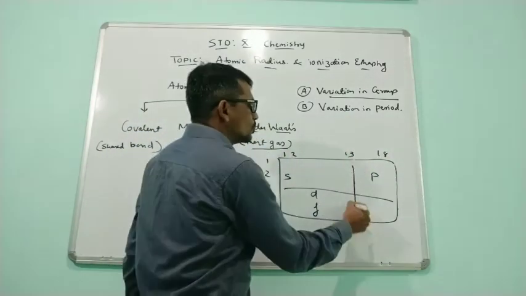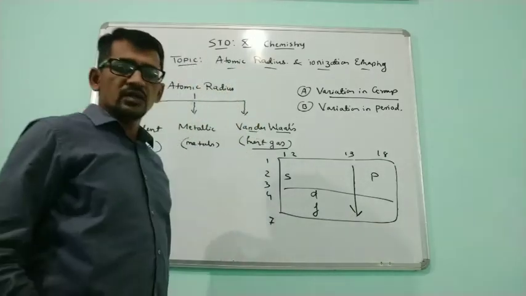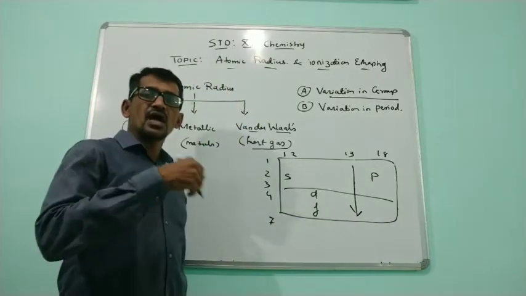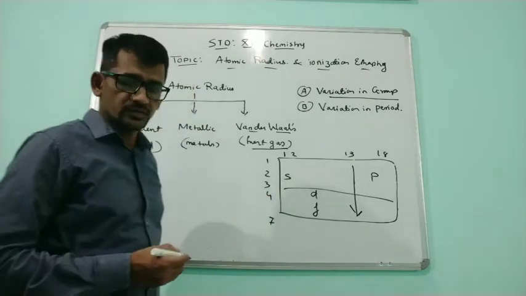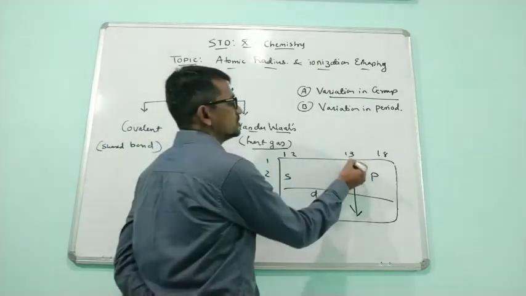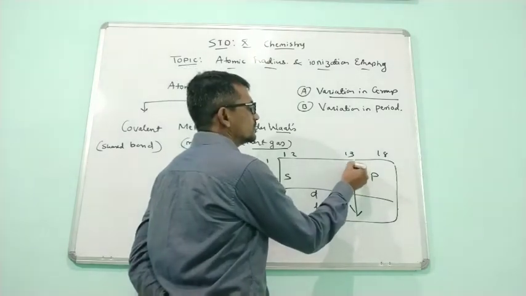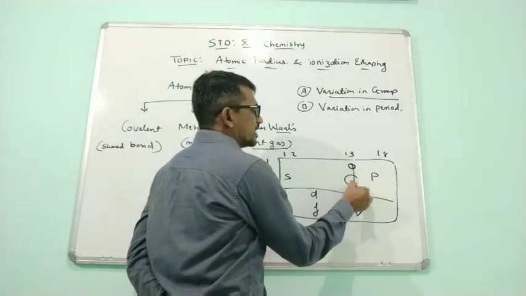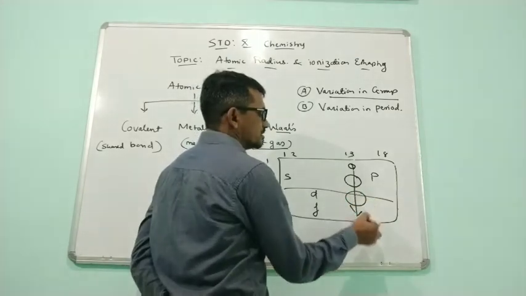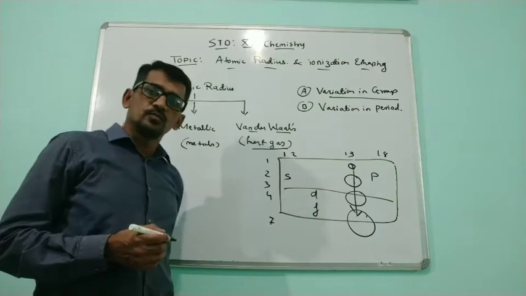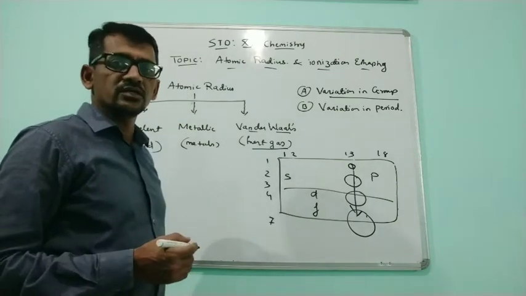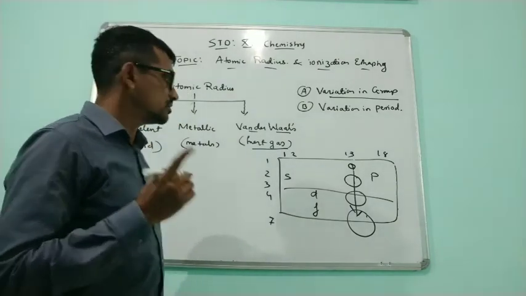If you go top to bottom in a group, then electrons are added in new outer orbits, so the radius increases. Suppose this radius is of this much size, then the second radius is increased, the third radius is increased. So if you go down in a particular group, radius increases as atomic number increases.